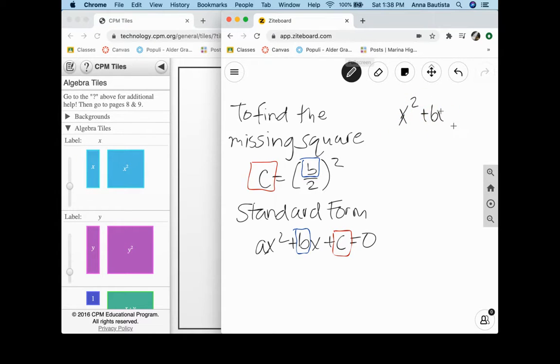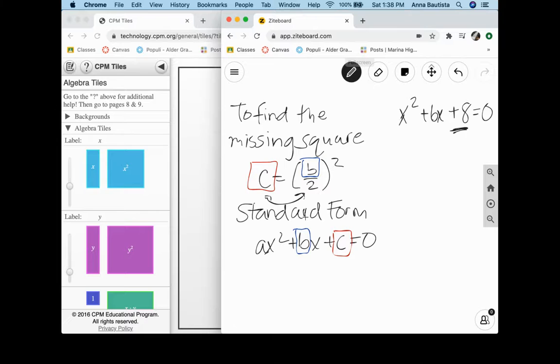So the equation that we're going to be looking at today is x squared plus 6x plus 8 equals 0. We see that we do have a c value there already, but 8 is not a perfect square. We want c to be a perfect square. So in order for c to be a perfect square, it has to equal this. 8 is not a perfect square.